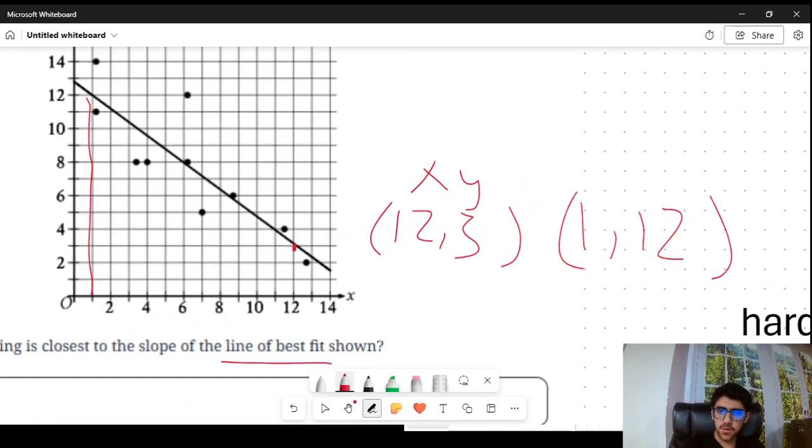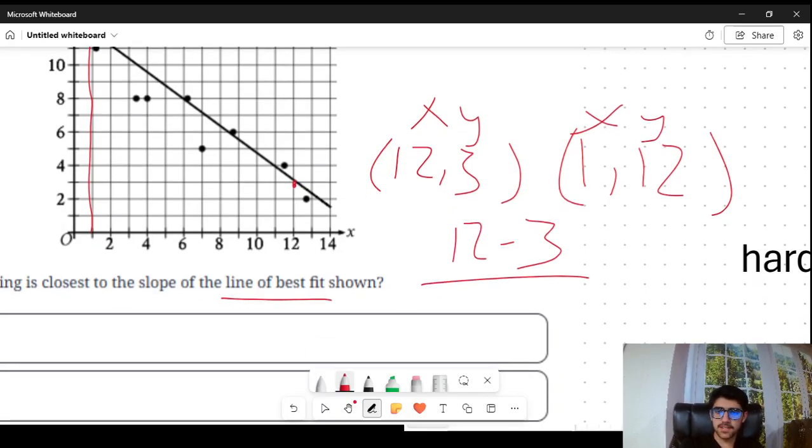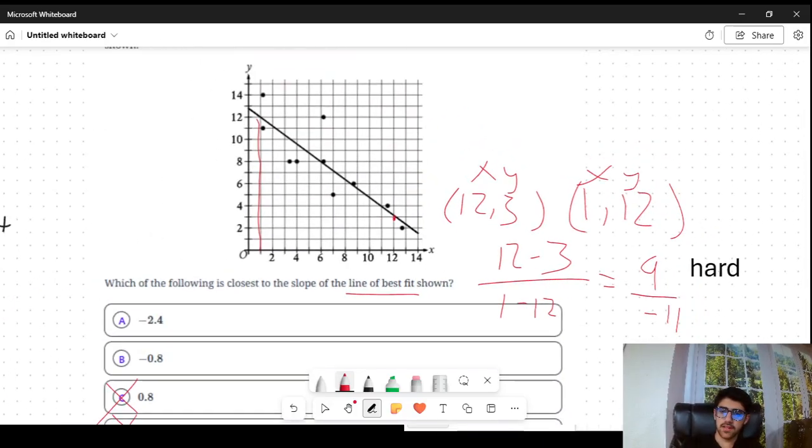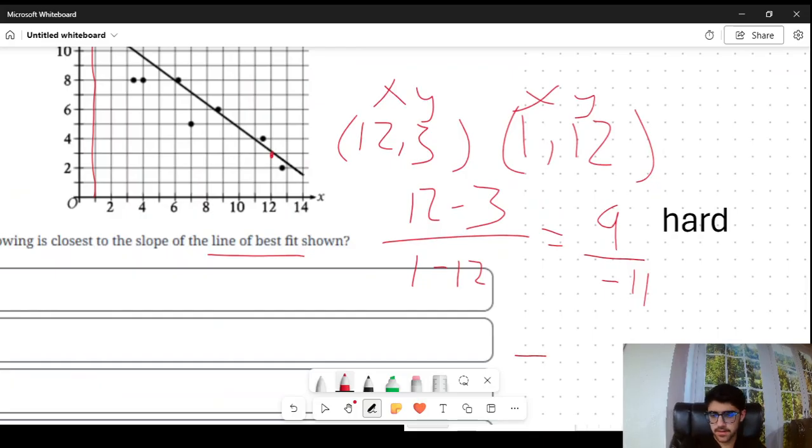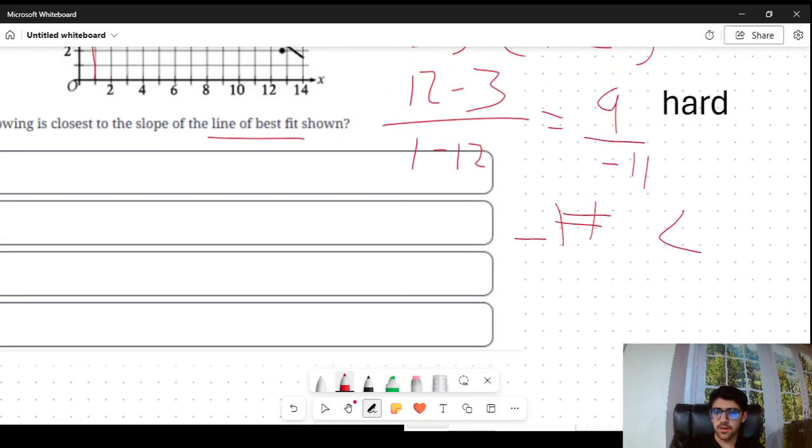Anyway, so this is xy, and the slope formula is y2 minus y1 over x2 minus x1, so 12 minus 3 over 1 minus 12. And then you get 12 minus 3, 9. 1 minus 12 is negative 11. You don't even have to look. It's a negative number, and the number is less than 1. The number is a decimal, so 0 point something.